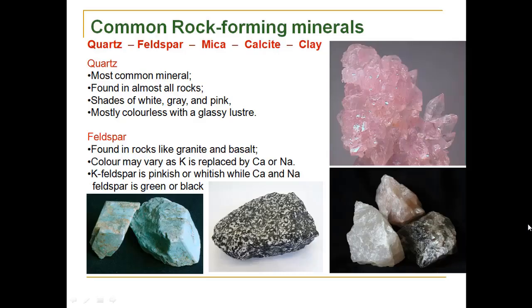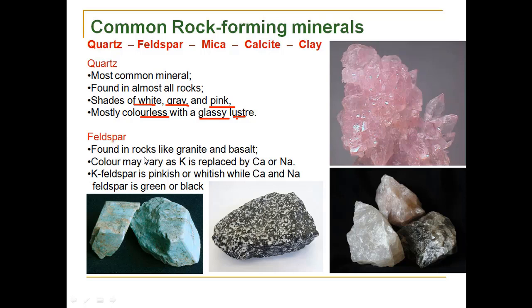Now we'll understand what the common rock forming minerals are: quartz, feldspar, mica, calcite, and clay. Quartz is the most commonly found mineral in all the rocks. They have shades of white, grey, and pink, mostly colorless with glassy luster. As you can see in this picture, this is a pure quartz mineral.